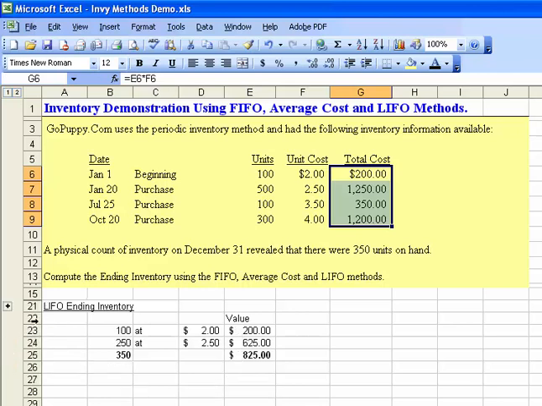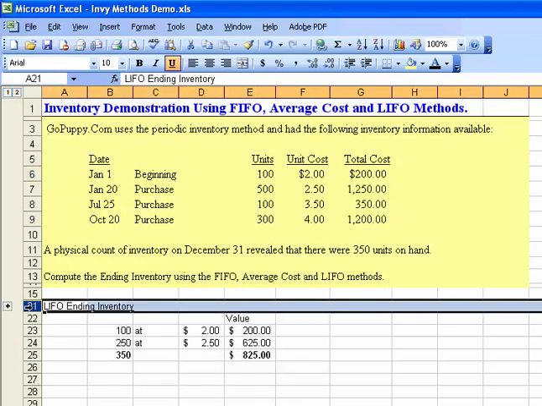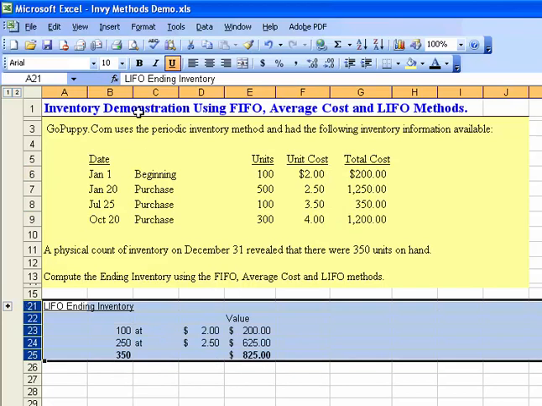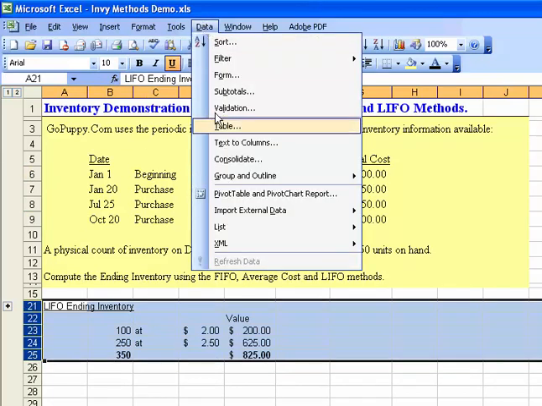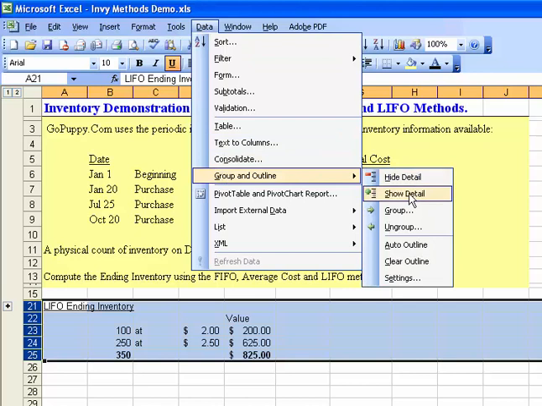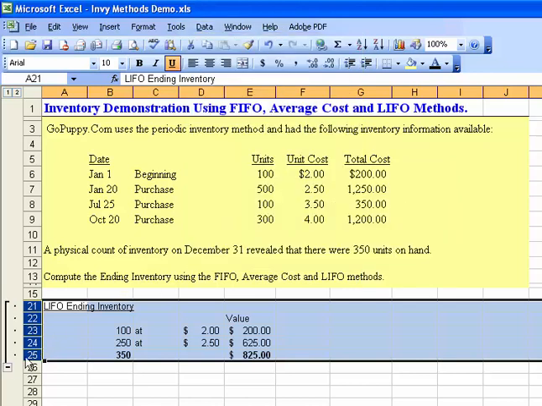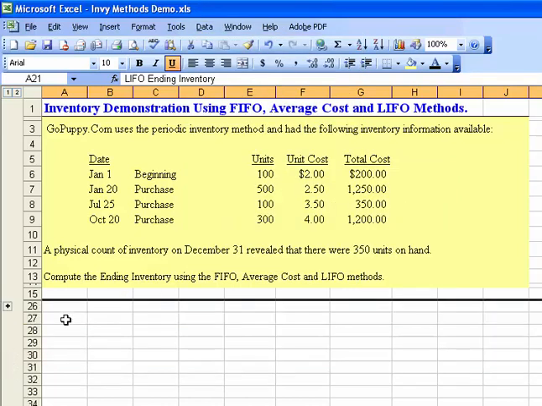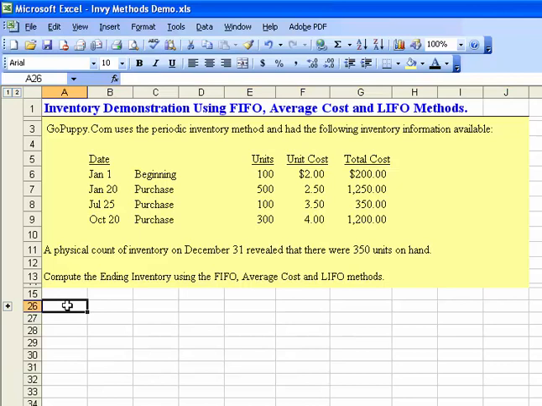Okay, let's do one other. Let's group this now so we have some room to work with. Now let's hide that as well. And now I don't have to move the screen. And let's do average cost ending inventory.